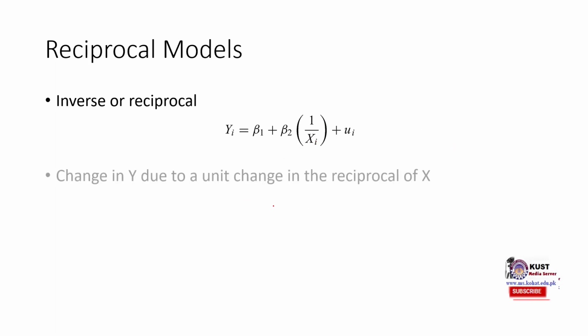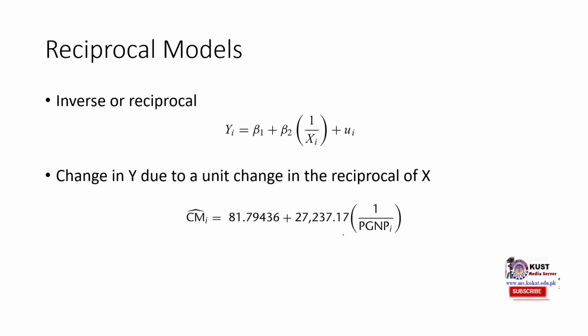Okay, next we have this reciprocal model. We also call it inverse, or reciprocal, and here we have the inverse of the independent variable. The rest, nothing is in log form. So it is the change in y due to a unit change in the reciprocal of x. So here you just need to keep in mind that this positive value, so this is our variable per capita GNP. Our independent variable is in the reciprocal form, and the dependent variable is child mortality.